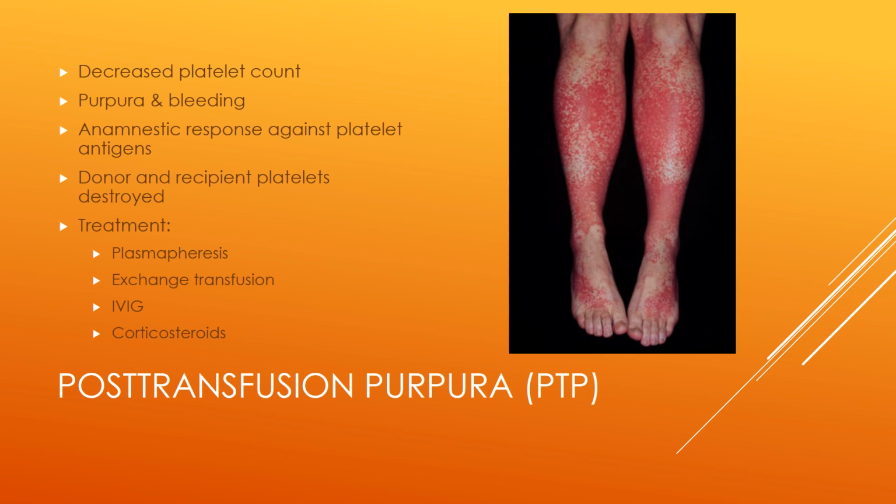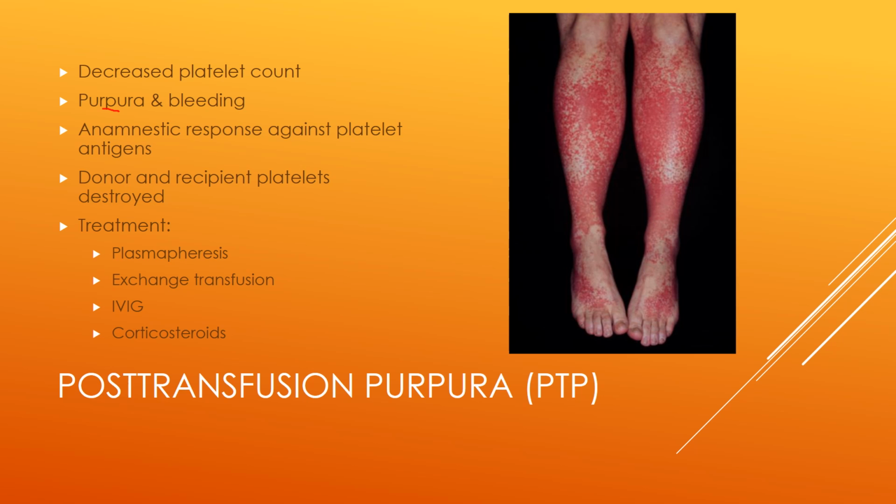Okay, this is again another unlikely, rare situation that can occur. It usually occurs in patients 5 to 12 days post-transfusion, so it's delayed. After the transfusion, in those 5 to 12 days, all of a sudden the patient's platelet count drops through the floor, and they have all of these purpura and bleeding episodes, which you can see here in the picture.